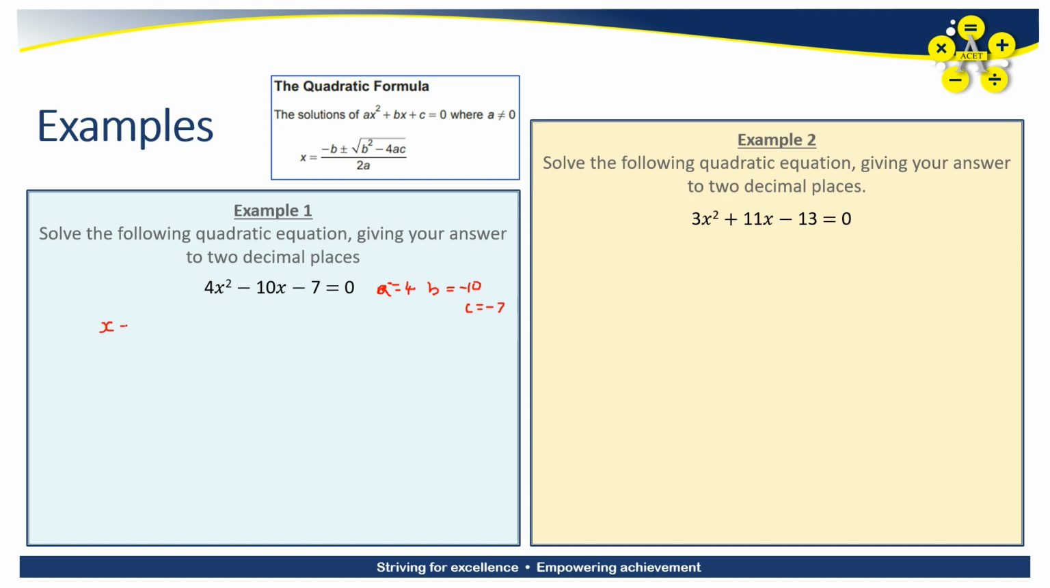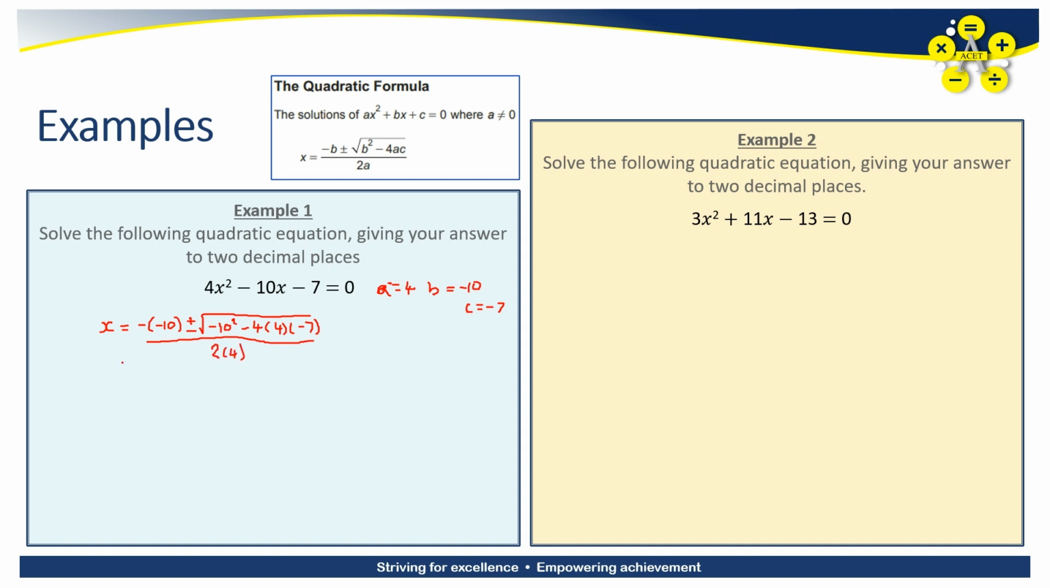So x equals minus b. Now b itself is minus 10, so I'm just going to put that in a bracket so that I don't forget that double negative here. Now it's plus or minus because there are going to be two solutions, and we're going to worry about that later. Now underneath this root we've got b squared minus 4 times a times c. So b squared, that minus 10 squared, minus 4 lots of a, which in this case is 4, and c, which is minus 7. Now this is all over 2a, so 2 lots of 4.